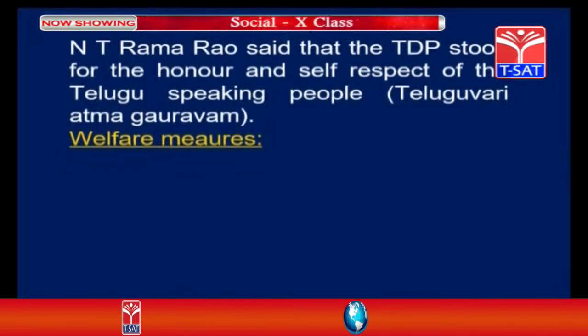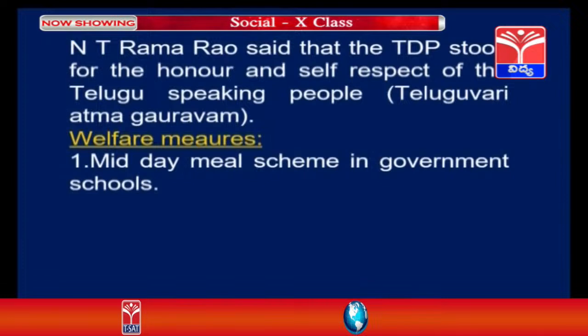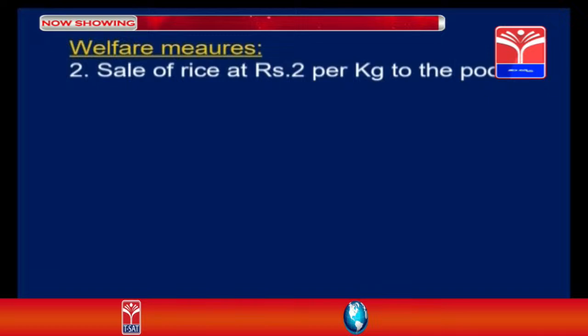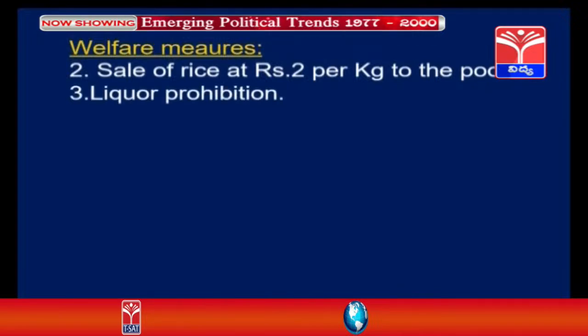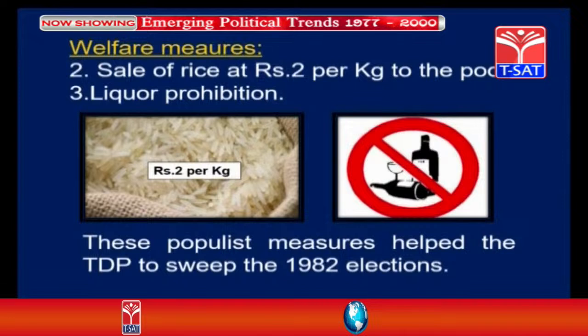N.T. Rama Rao introduced some welfare schemes which became very popular in the country. Let us see what they are. The welfare measures by the TDP: a midday meal scheme in government schools; secondly, sale of rice at rupees 2 per kg to the poor people; and he also prohibited liquor. These very popular measures helped TDP to sweep the elections in 1982.